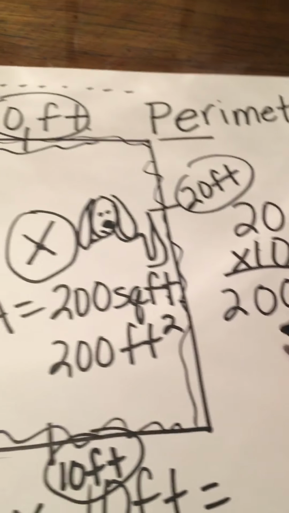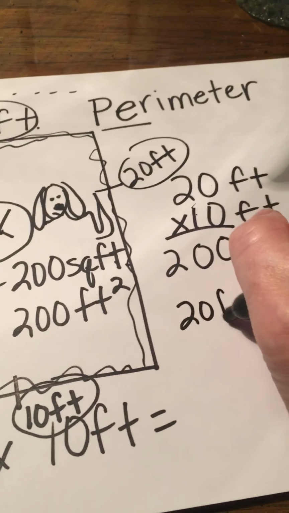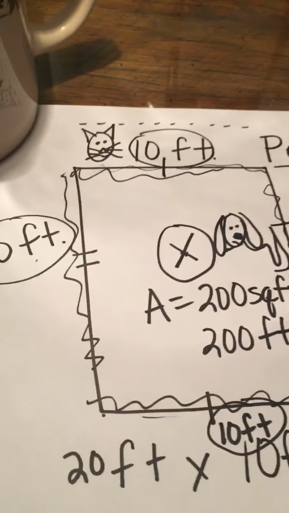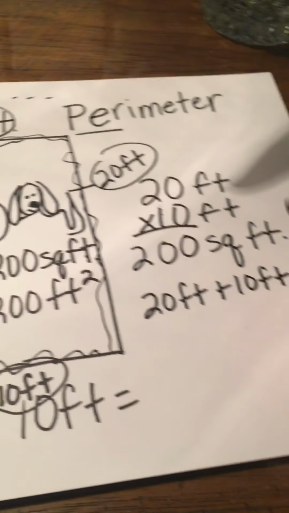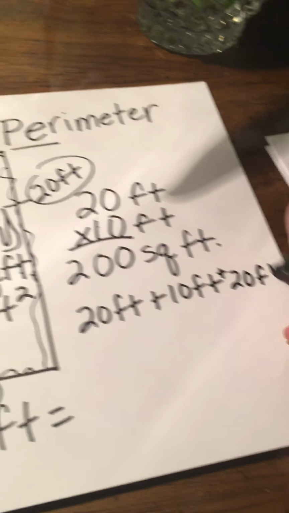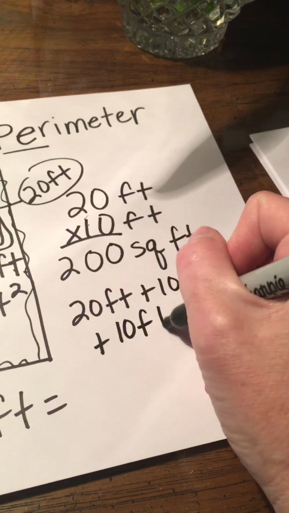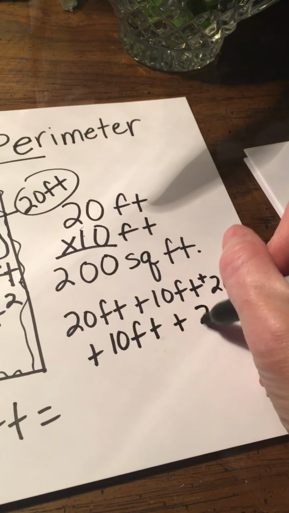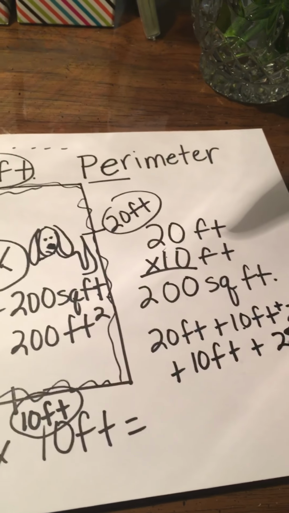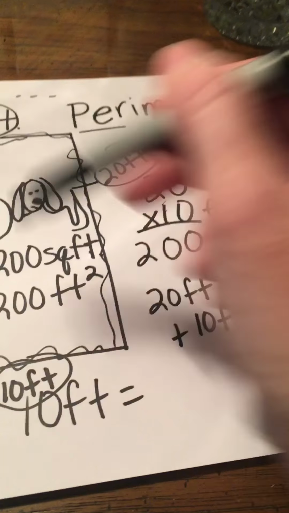Okay, so we're going to add 20 plus 10. So 20 feet plus 10 feet. And another 20 feet plus 10 feet. Let's see, we have 20 feet plus 10 feet, 20 feet plus 10 feet. That's all I need. I went too far. Okay, so I have two 20s and two 10s.